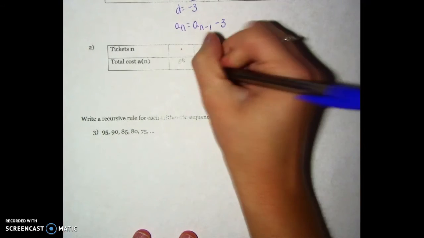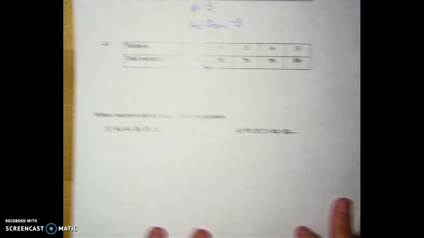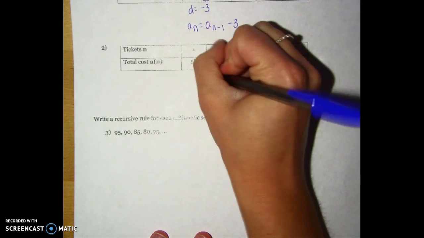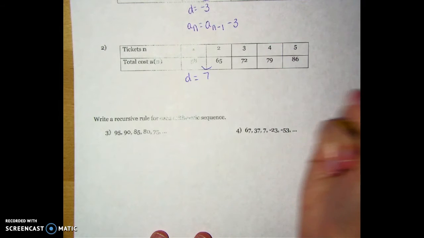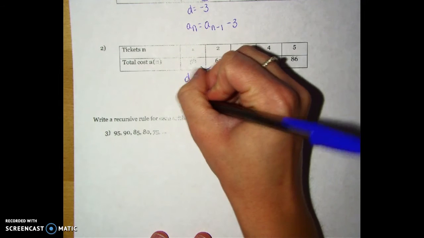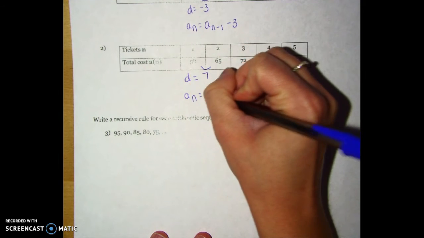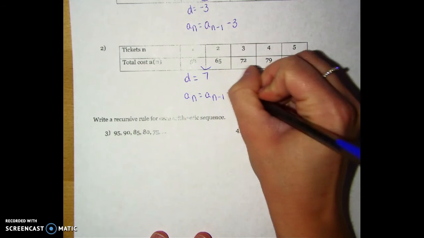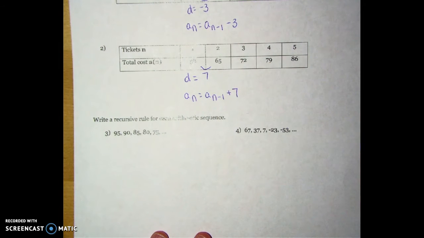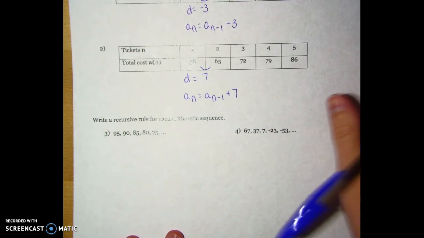Okay, we're going to do the same thing for number 2. Find the common difference. 65 minus 58 is 7. So that's the common difference. So your formula is going to be a sub n equals a sub n minus 1 plus 7. And I know you're thinking this is super easy, but yes, it does get more difficult. I promise.